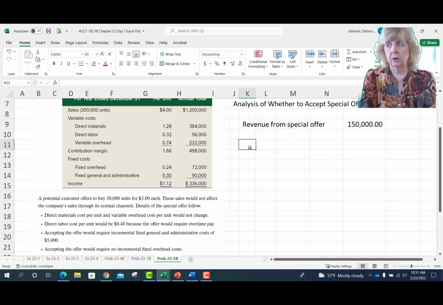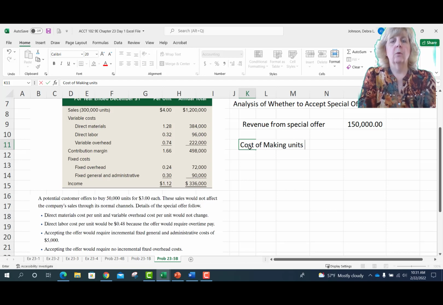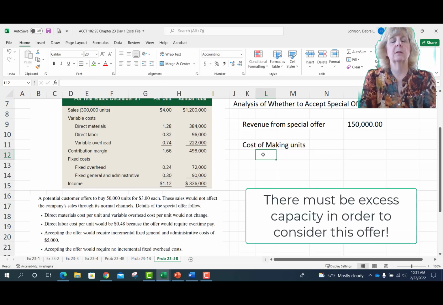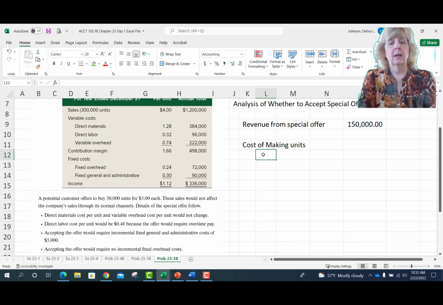Then we would take a look at the cost of making the units for this special offer. And again, there would have to be capacity. They didn't mention that, but there would have to be capacity for you to even consider making this. If you're fully booked up and you're selling all that you can make for $4, there would be no reason to consider this. But the author didn't mention it. There would have to be capacity to make the units, and they mentioned that it would not affect their other normal channels of sales.